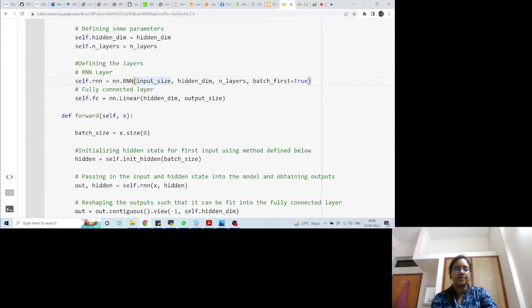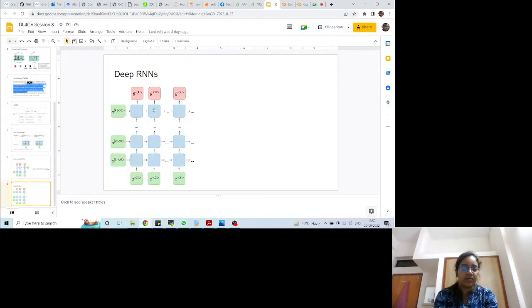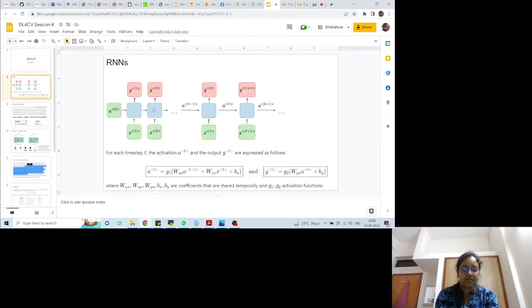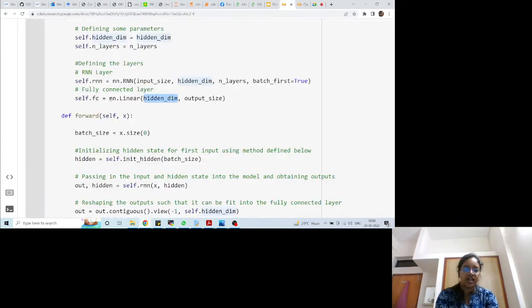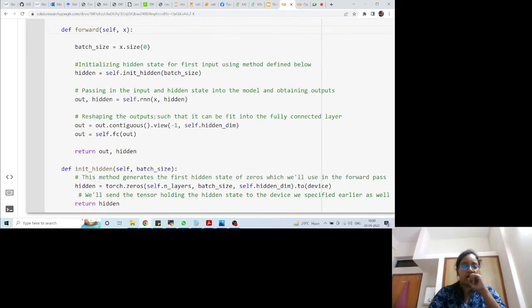So that is what is defined by this, and the fully connected layer has a dimension of hidden dim cross output size. So you are basically projecting from the hidden dimension as shown here in the first slide. You have the hidden dimension and a matrix on top of that. That is why you have an nn.Linear where your first dimension is the hidden dimension. So that's it.